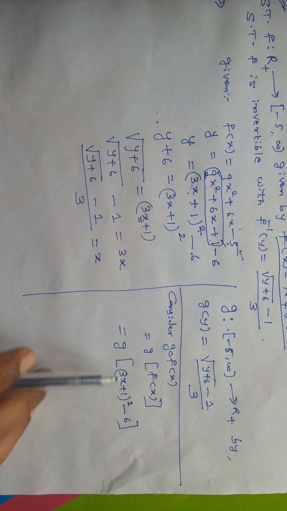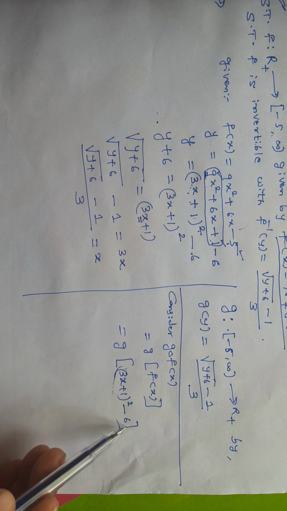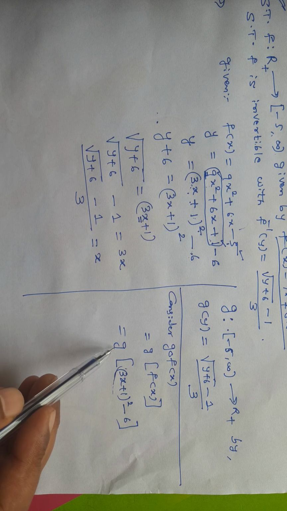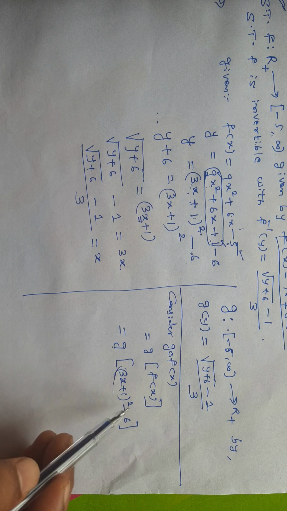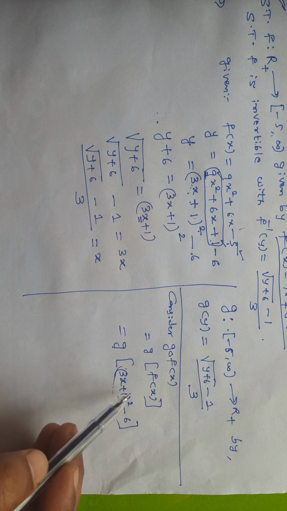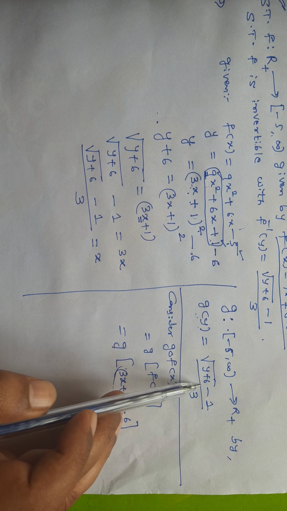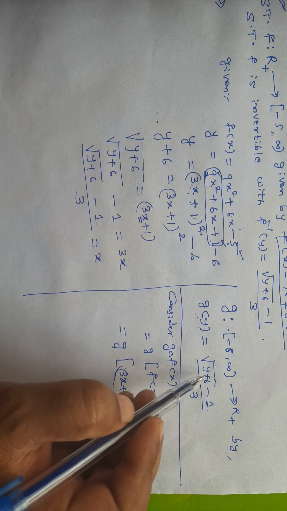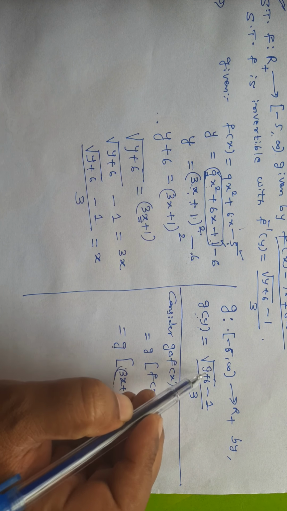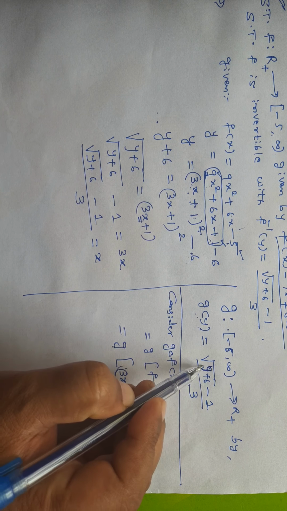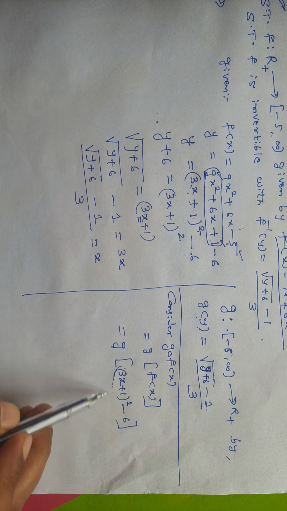G of this. So this whole thing, as we told in our previous video. So g, see here, outside g. You consider this whole thing as y, g of y. Where is g of y? See here, g of y is this one, square root of y plus 6 minus 1 by 3. So what you have to do here is, instead of y, substitute this whole thing.